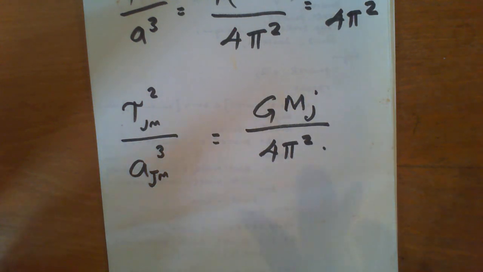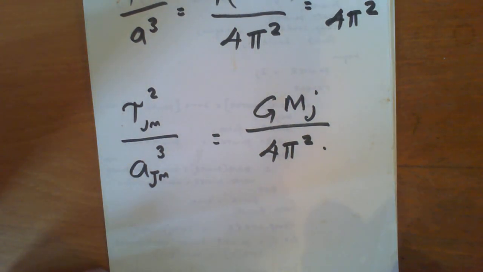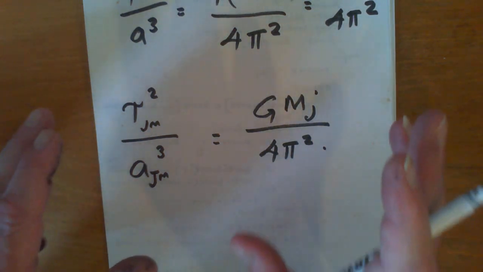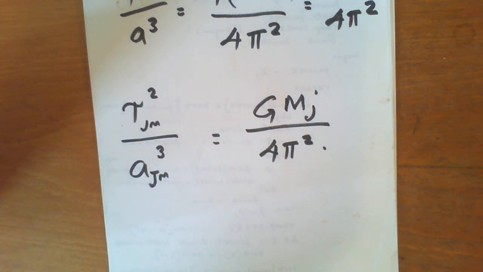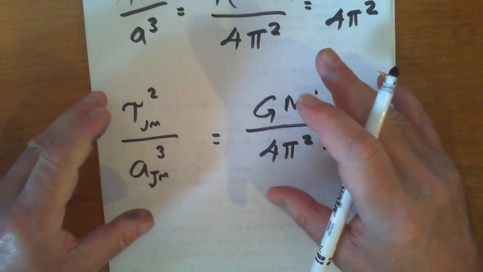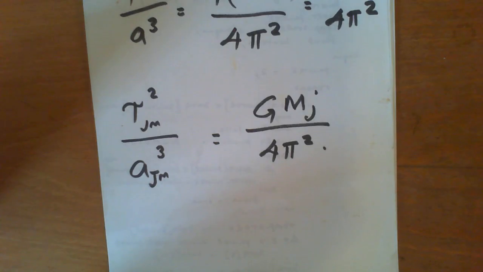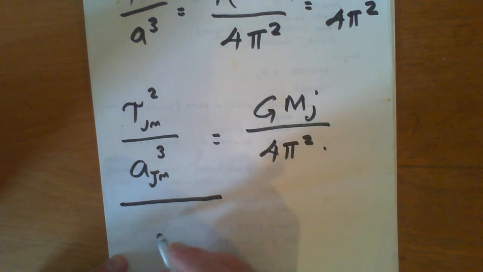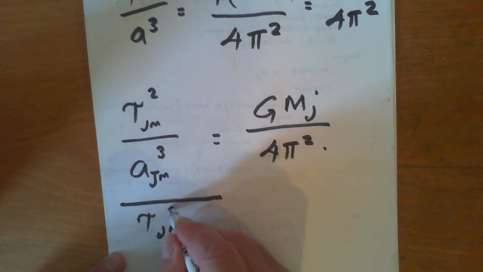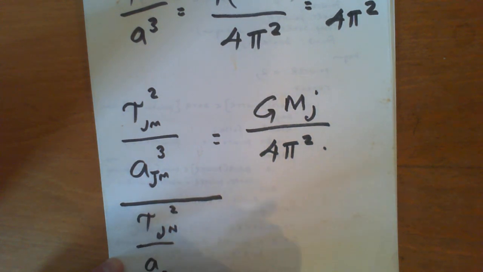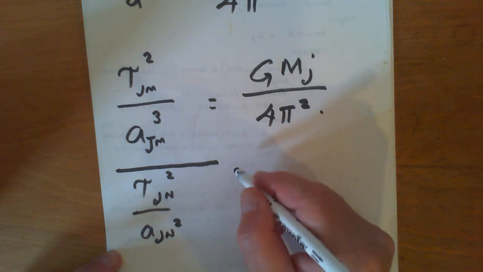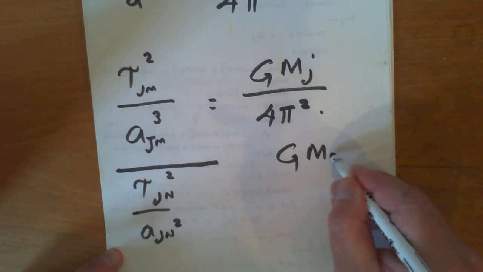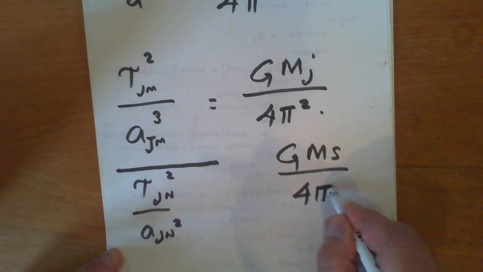Now, if I do the same thing for a moon or a satellite of Neptune, I can set up the same equation, or not the same equation, but an analogous equation to this. And following on from GCSE mathematics, I can divide this particular equation for Jupiter by the equation for Neptune, like this. I can say, okay, that's T Jupiter over T Neptune squared over A Jupiter over A Neptune squared. Well, on the right hand side it'll be GMS over 4 pi squared.